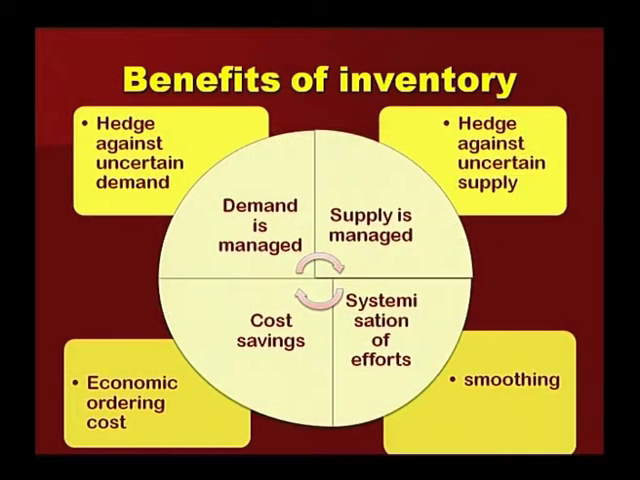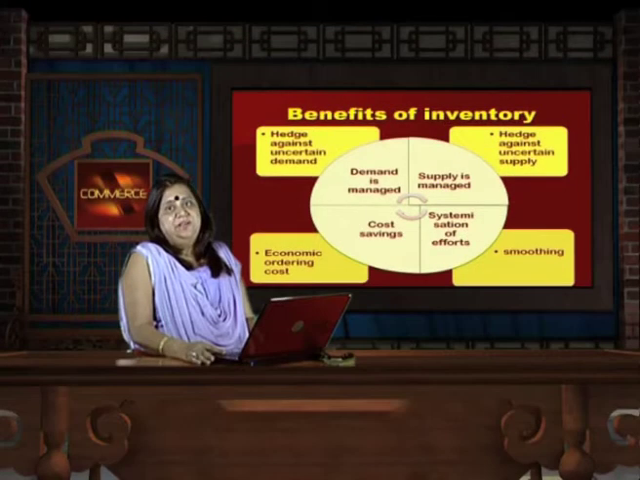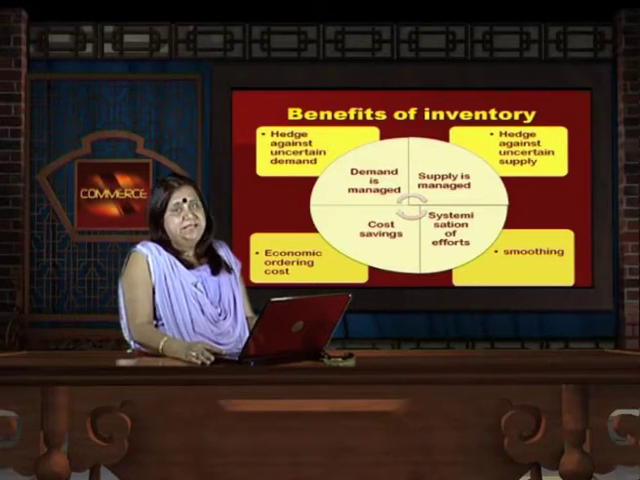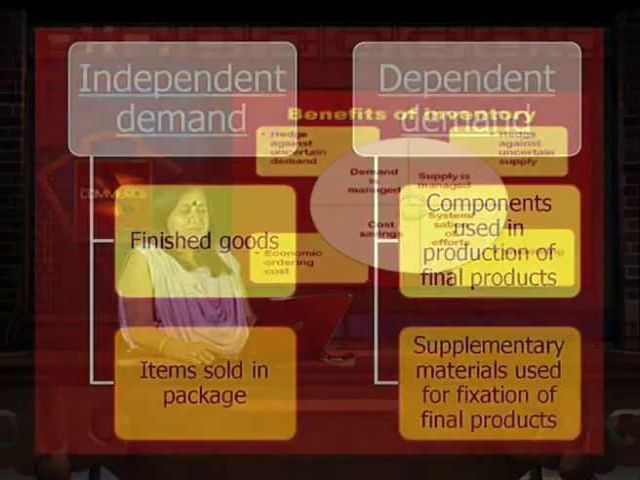Benefits of inventory basically relate to where the demand is managed and the supply is managed. It helps in cost savings and systemization of efforts. So, this is a hedge against uncertain demand, a hedge against uncertain supply, smoothing, and economic ordering cost. When we talk about inventory, it basically matches the demand and the supply in the market, because extra materials means extra money invested and extra wastage. So, you have to hedge against the kind of supply which is there in the market.